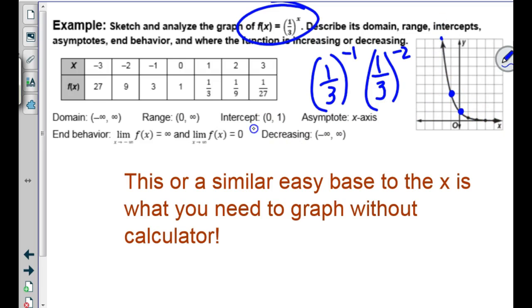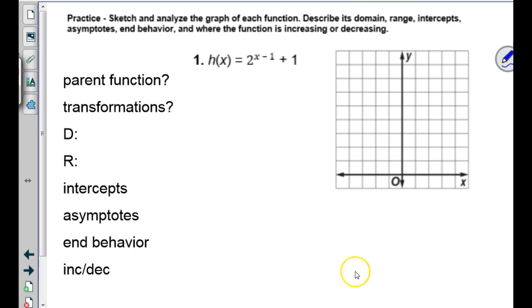Okay, so domain is left to right, all real numbers, bottom to top, 0 to infinity, and it does not include 0. The intercept is at 0, 1. The asymptote is the x-axis. It never actually touches. All right, the left end is going up and the right end is approaching 0. Okay, and the whole thing is decreasing. All of it, negative infinity to infinity. So let's see if we can answer.